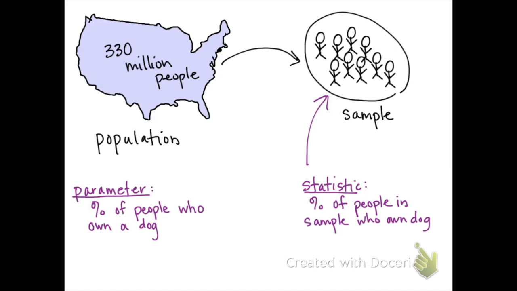So we might actually come up with a number like, I'll just throw a number out here, let's say 72% of people in our sample own a dog. So that's why a lot of times we will see statistics in news articles or news headlines, because it's not likely that an entire population was actually surveyed.